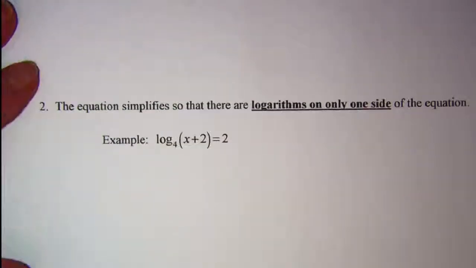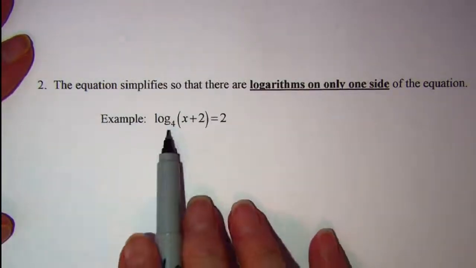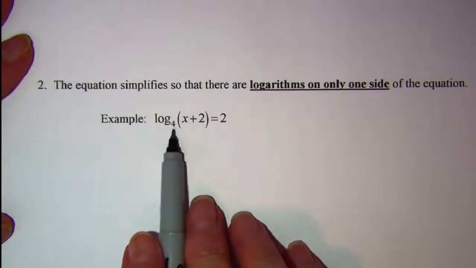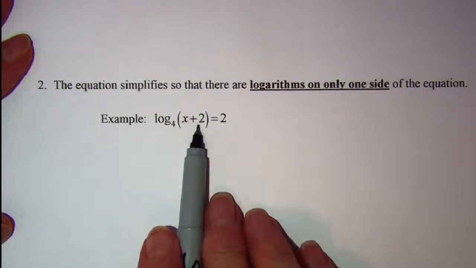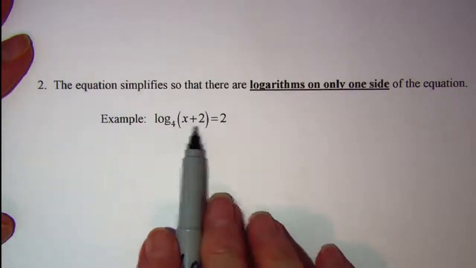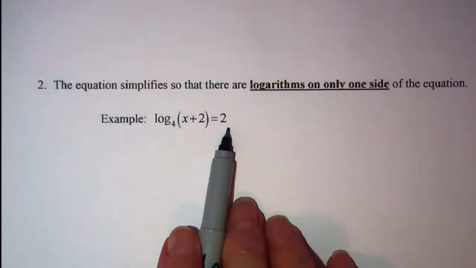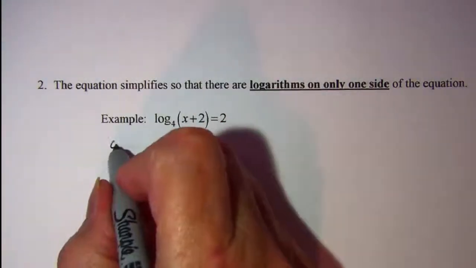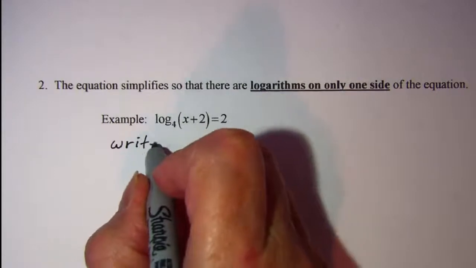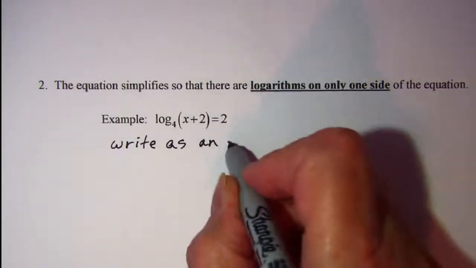The other type is when the equation simplifies so that there are logarithms only on one side of the equation. For example, here we see the log base 4 of x plus 2 is equal to 2. So we only have a logarithm on the left side, not on the right side. In this case, we need to write this as an exponential.